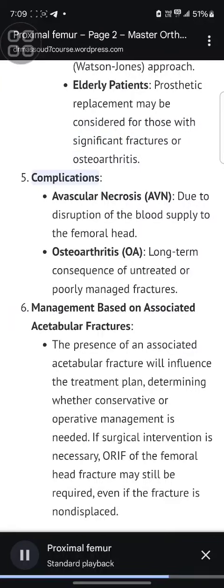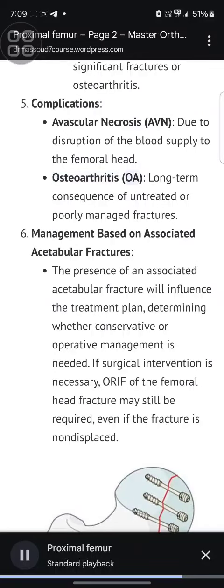5. Complications. Avascular necrosis, AVN, due to disruption of the blood supply to the femoral head. Osteoarthritis, OA, long-term consequence of untreated or poorly managed fractures. And 6. Management based on associated acetabular fractures.